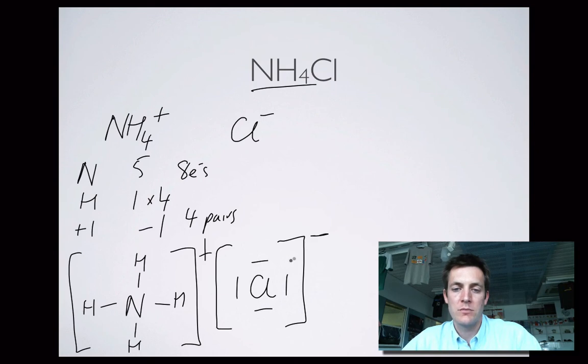Got to show the charge, minus, and remember, anytime there's a charged ion, it's like saying the same thing twice, but anytime there's a charged particle in an electron dot diagram, make sure you put a square bracket around it.